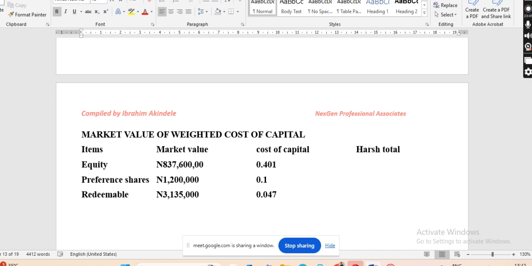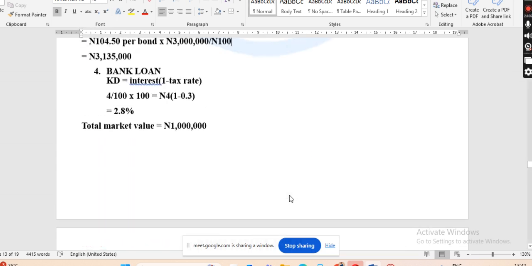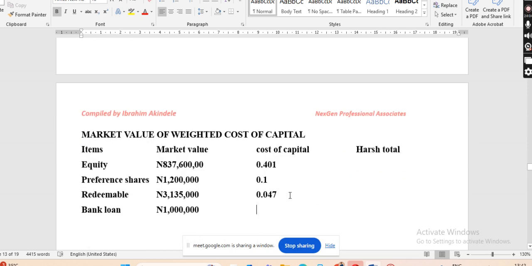After that, we have a bank loan. The market value of the bank loan will remain 1 million, still 1 million. What is the cost of bank loan? 2.8%. Divide it by 100, what do you have? 0.028, right? So what do we have?